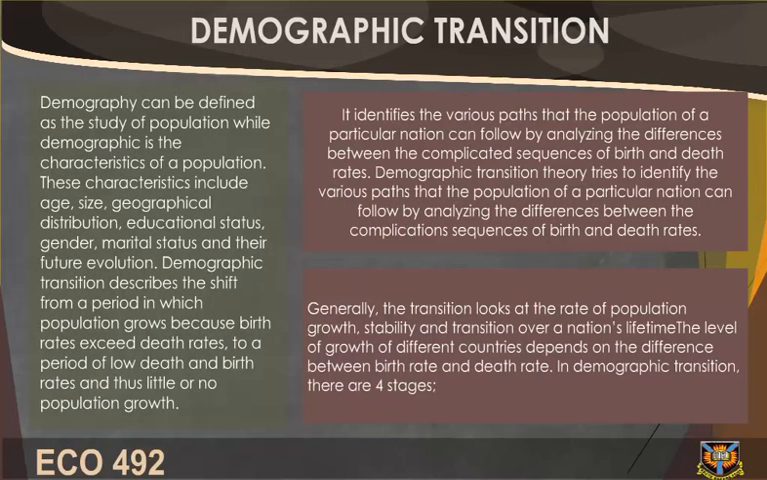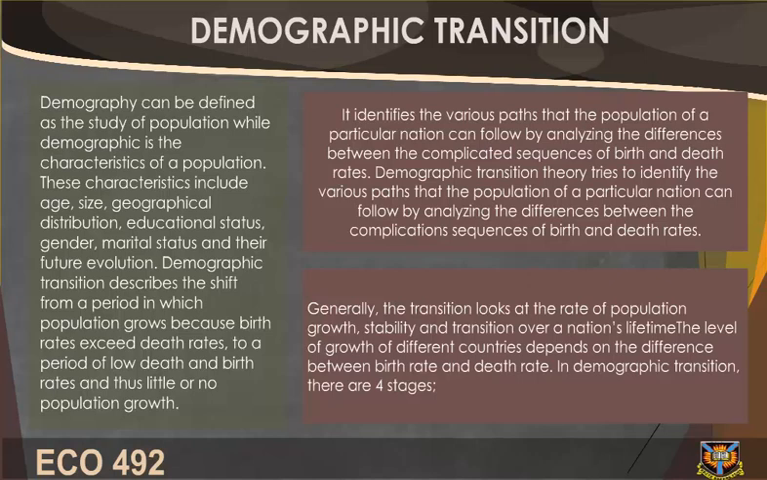Demographic transition. Demography can be defined as the study of population, while demographic is the characteristics of the population. These characteristics include age, size, geographical distribution, educational status, gender, marital status, and their future evolution. Demographic transition describes the shift from a period in which population grows because birth rates exceed death rates to a period of low death and birth rates and thus little or no population growth.